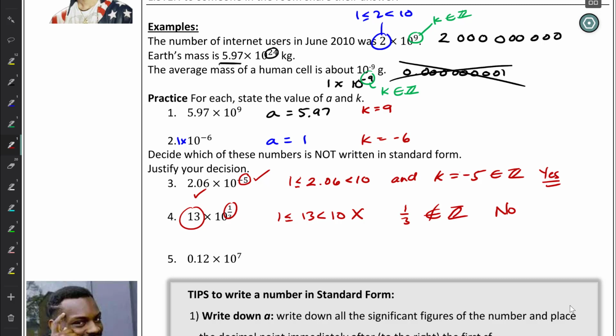Next one, 0.12 times 10 to the 7. It looks pretty close to standard form, but when we look at this closely, 1 is not less than or equal to 0.12, even if it is less than 10. So this does not work out. This is not in standard form. Even though we do have an integer exponent, we do not have the value a being in standard form.